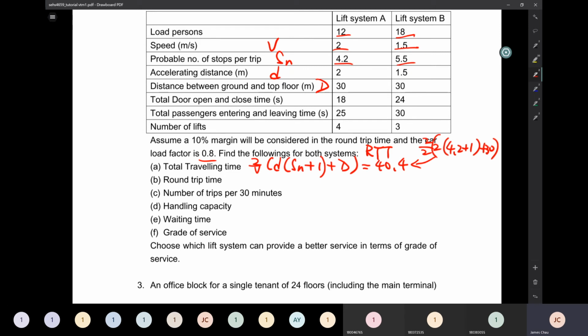And the total round trip time, you are going to calculate this value with the door open and closing time and the passenger entering and leaving time. So by adding these 3 values, you have the RTT equal to 83.4. But we should consider the 10% margin to the RTT. So you multiply by 1.1, and you get 91.74 seconds.